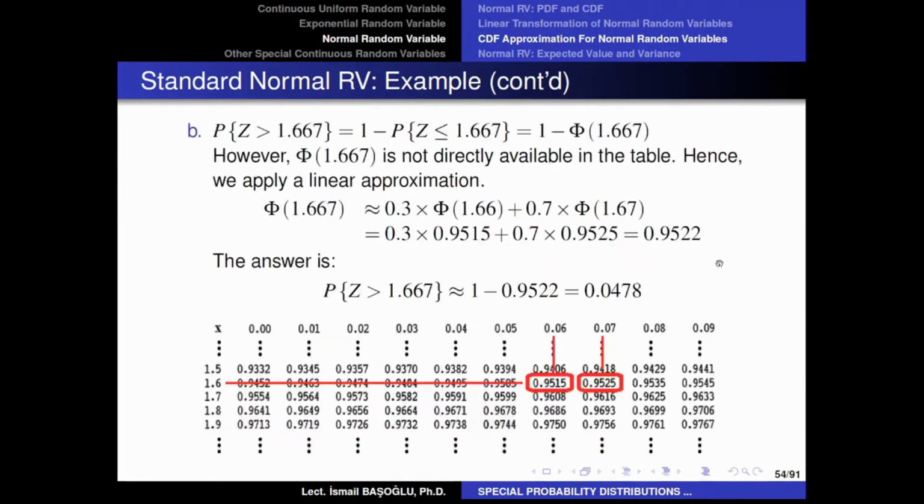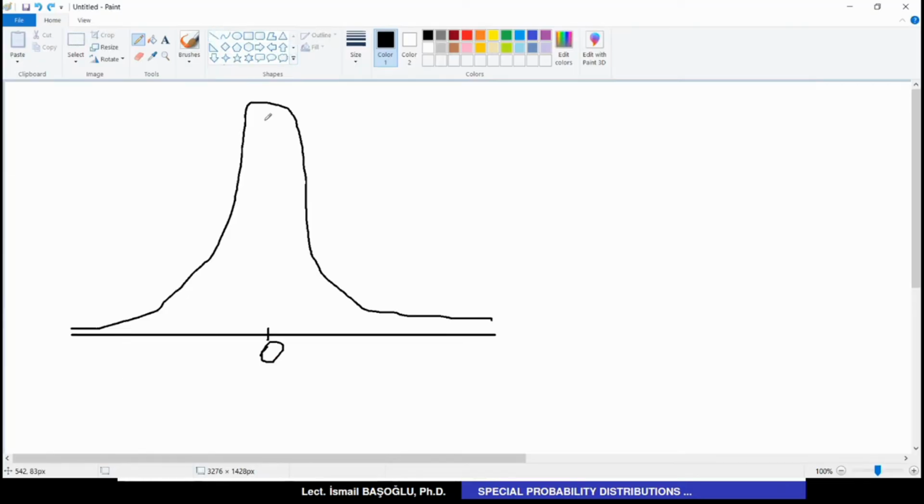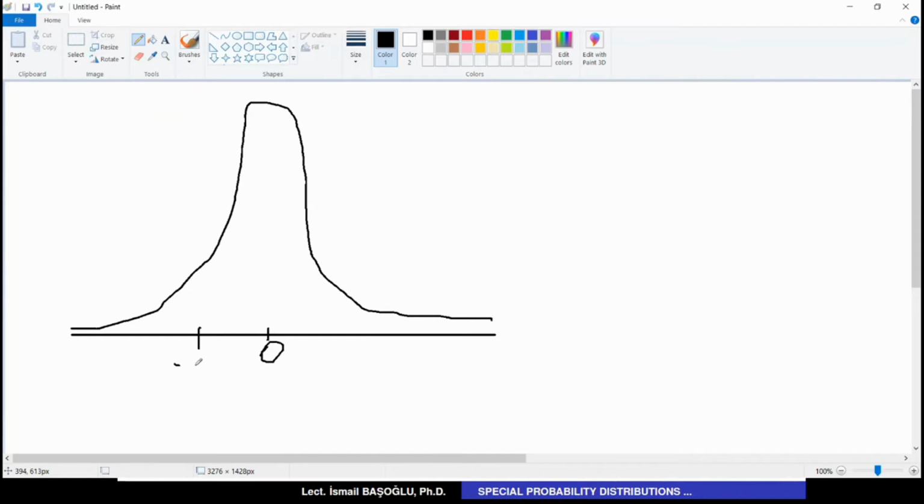And the final part, what is the probability of a standard normal random variable to be between minus 0.98 and 0.49? Now, my friends, I recommend you drawing a plot diagram at all times. So I have the standard normal distribution. Once again, I am looking for the probability between minus 0.98, which is here, and 0.49, which is here. So always draw a picture like this.